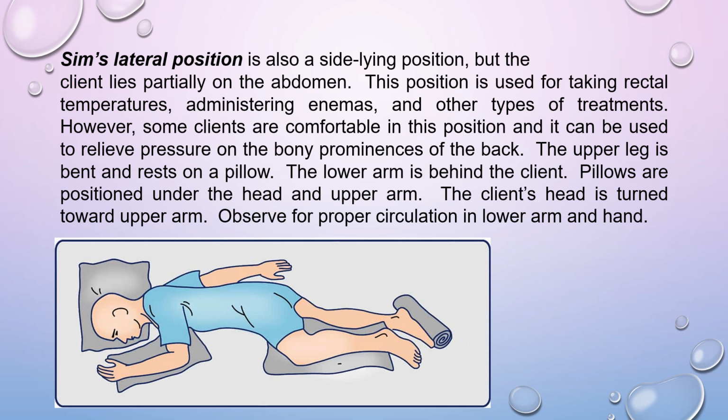The lower arm is behind the client. Pillows are positioned under the head and the upper arm. Okay. The client's head is turned toward the upper arm. Observe for proper circulation in the lower arm and hand. And then your Sims' lateral position.